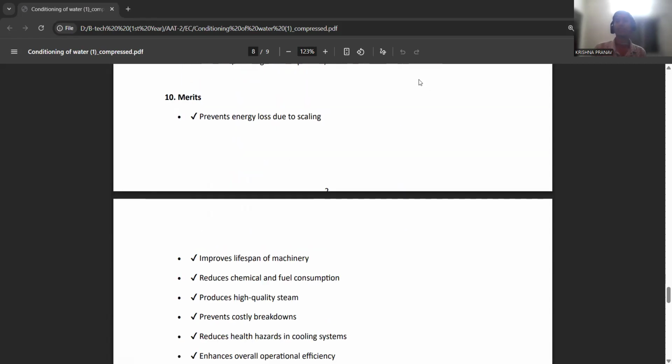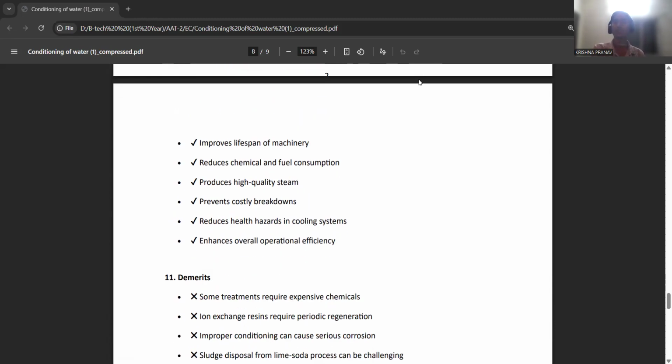Merits. Prevents energy loss due to scaling, improves lifespan of machinery, reduces chemical and fuel consumption, produces high quality steam, prevents costly breakdowns, reduces health hazards in cooling systems, enhances overall operational efficiency.